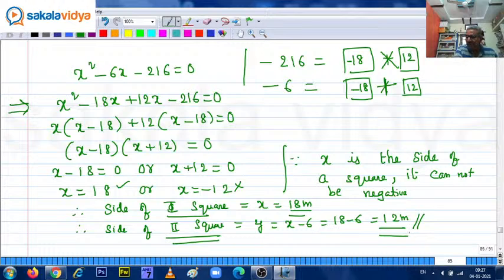Because these are verbal problems, definitely we need to work out all these things. First, we need to read the data carefully and frame the quadratic equation, then solve it, and give the final conclusion. This process needs to be followed for quadratic equations. Please all of you remember this method.